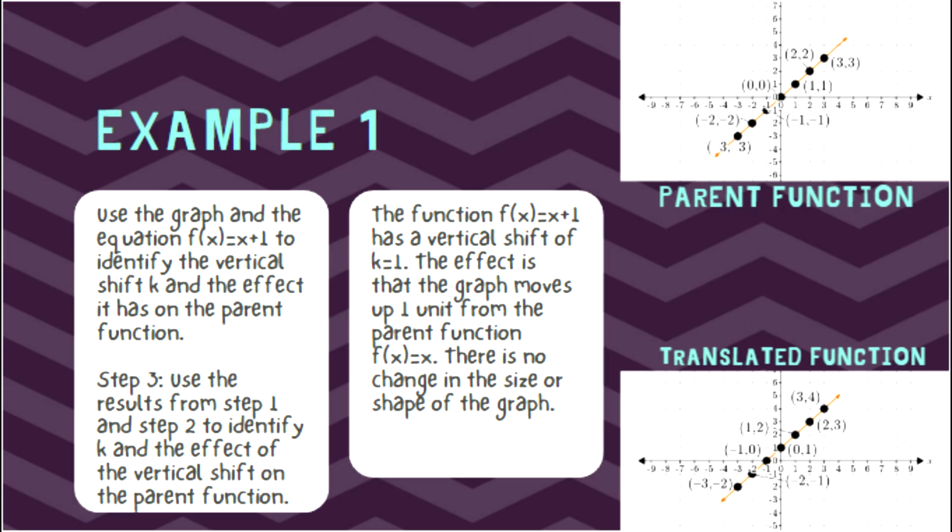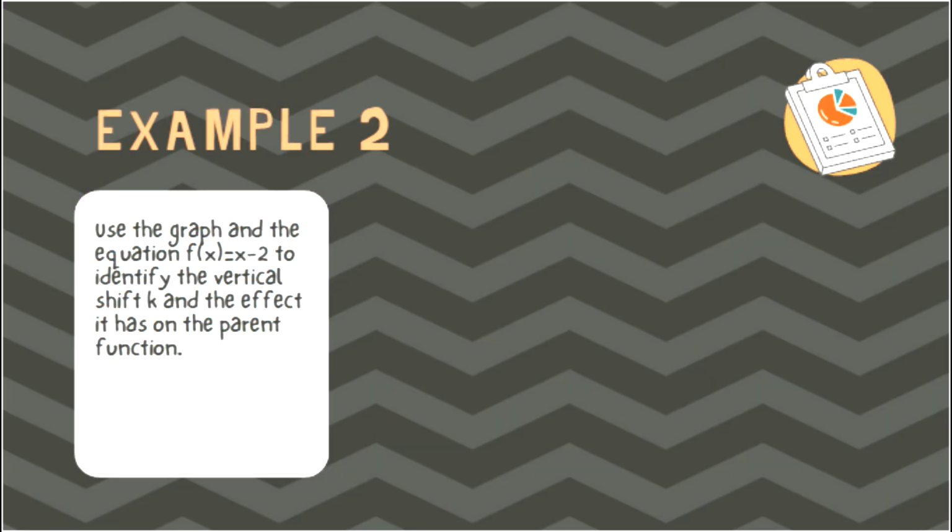The function f of x equals x plus 1 has a vertical shift of k equals 1. Okay, we discovered that in our first step. The effect is that the graph moves up 1 unit from the parent function. There is no change in the size or shape of the graph. This didn't suddenly become bigger or anything like that. Okay, it's going to do the same thing over and over and over again.